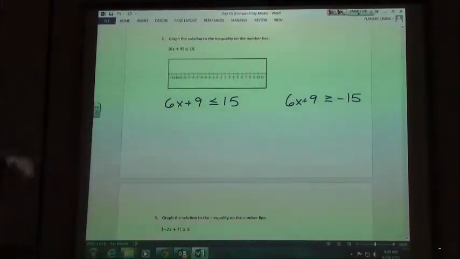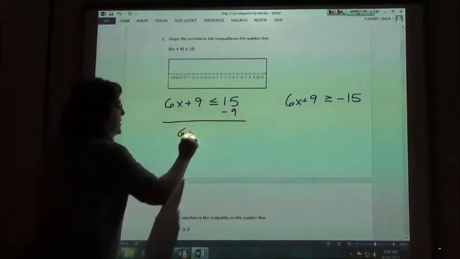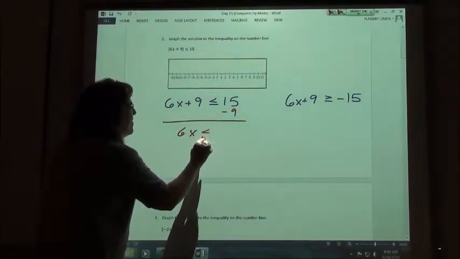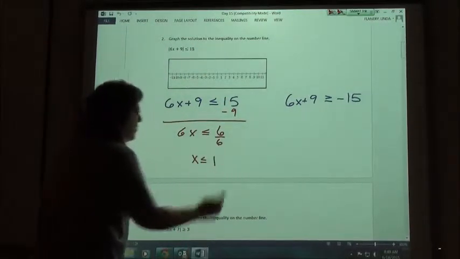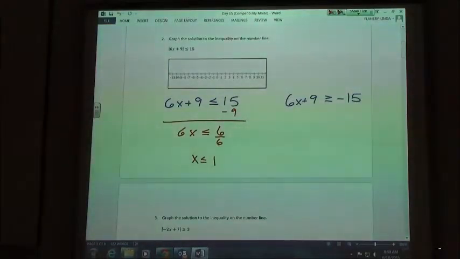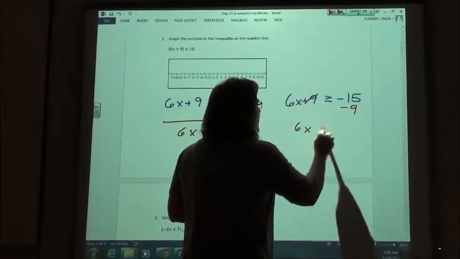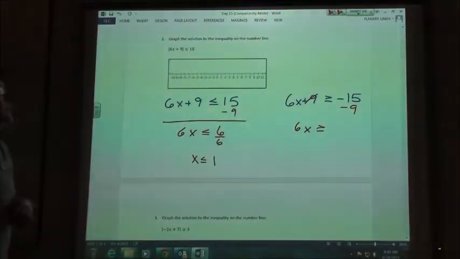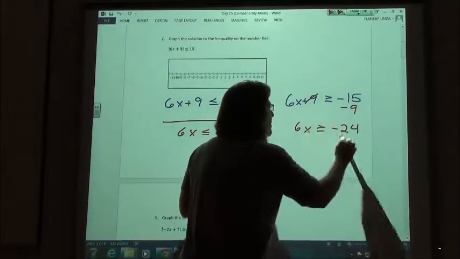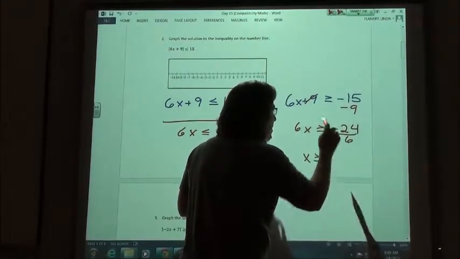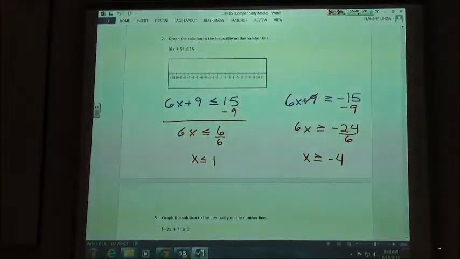We'll find out. So if we solve this one, we're going to subtract our 9. So we're going to get 6x is less than or equal to 6. And if I divide by 6, x is less than or equal to 1, right? On the other one, if we subtract our 9, 6x would be greater than or equal to negative 24. And if I divide by 6, x is greater than or equal to negative 4. I was thinking I had to flip it, but I divided by 6.